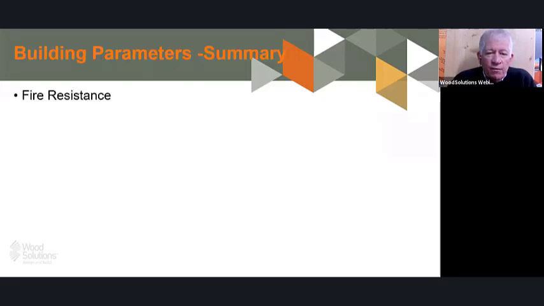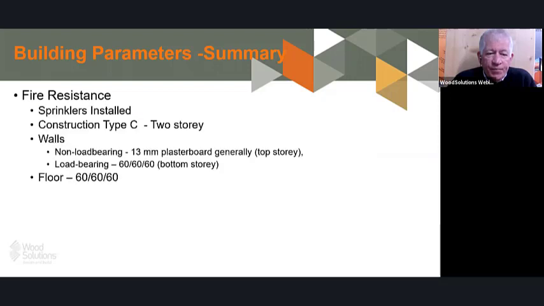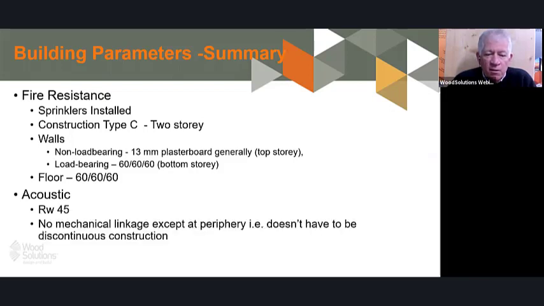Just a summary of the assumed fire design. Fire resistance: sprinklers installed, Type C construction, 2-storey walls. For the non-load bearing walls, plasterboard was used. That's effectively a top storey design. For the load bearing walls, a 60-minute system was used, and the floors are using 60 minutes as well. Acoustics: just a note, there are lesser requirements for assisted living, Class 9Cs, at RW45, as long as there's no mechanical link between peripheries. So that allows a lesser system to be used for acoustic requirements.